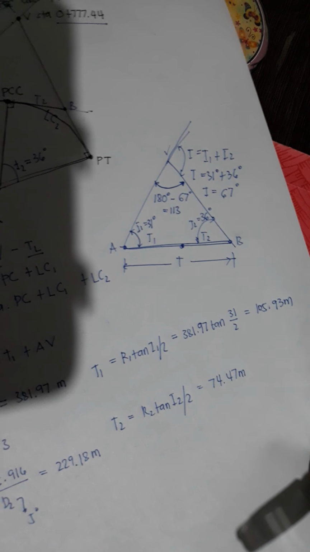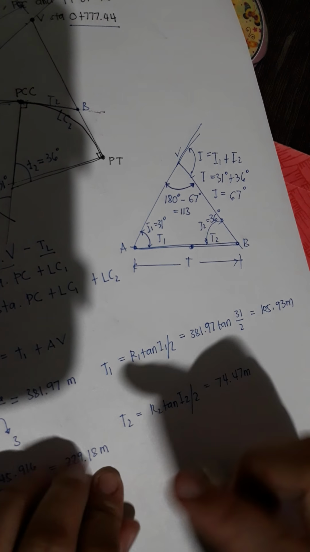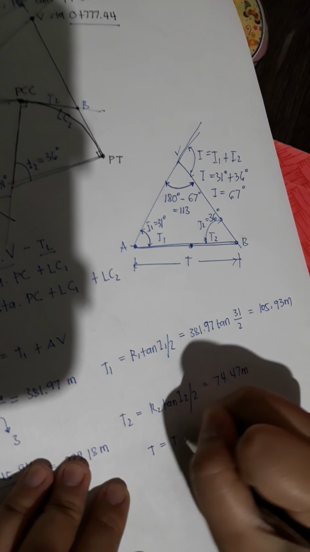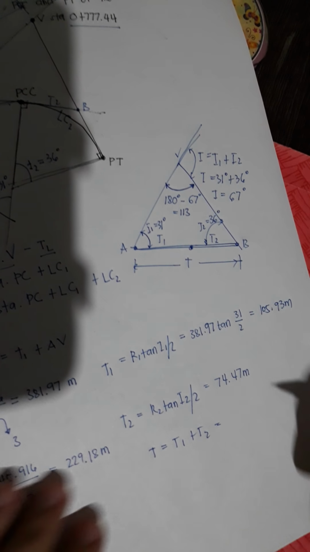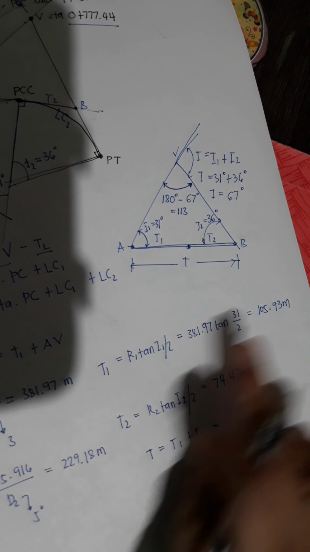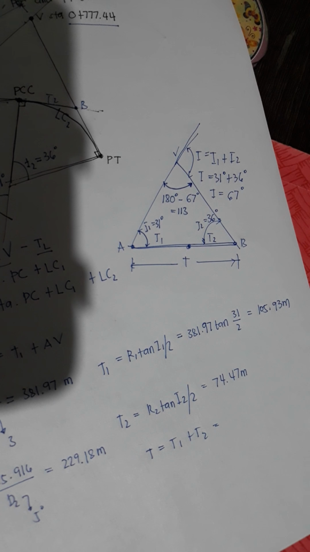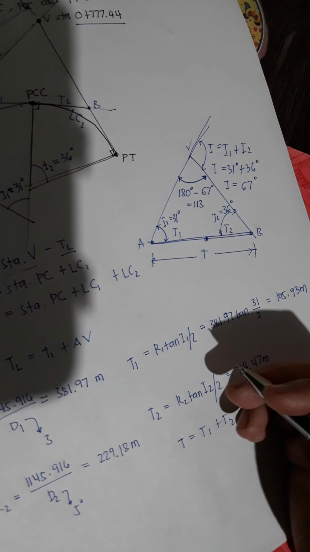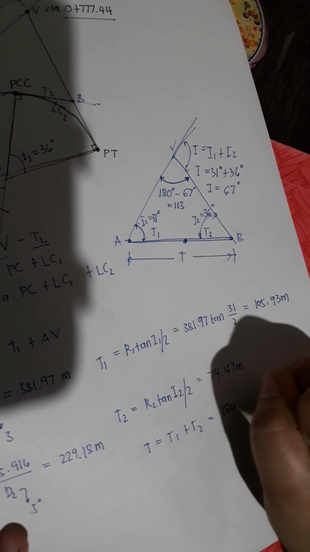So if we have T1 and T2, then we could solve for T. That's T1 plus T2, so that is 105.93 plus 74.47. We have 180.93.